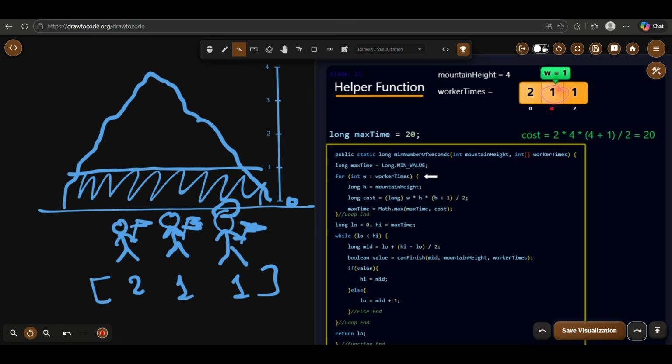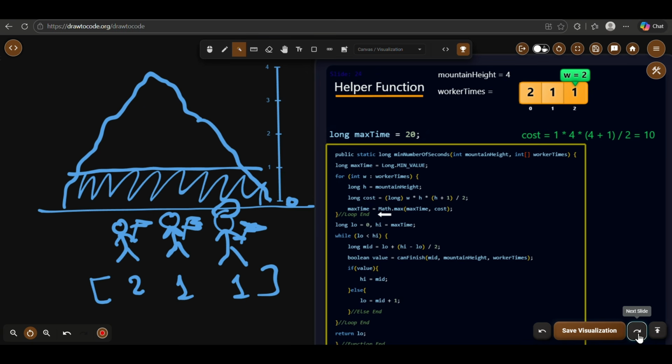The next worker is taking 1 second to chop 1 unit. Let's check how much it takes. The cost of the second worker is 10. So it is taking 10 seconds to chop all the mountain. So this is more efficient, and it didn't come as the max time. Max time is given by the first worker. Similarly, we will check the third person. The third person also has the same work time, so no change will happen here.